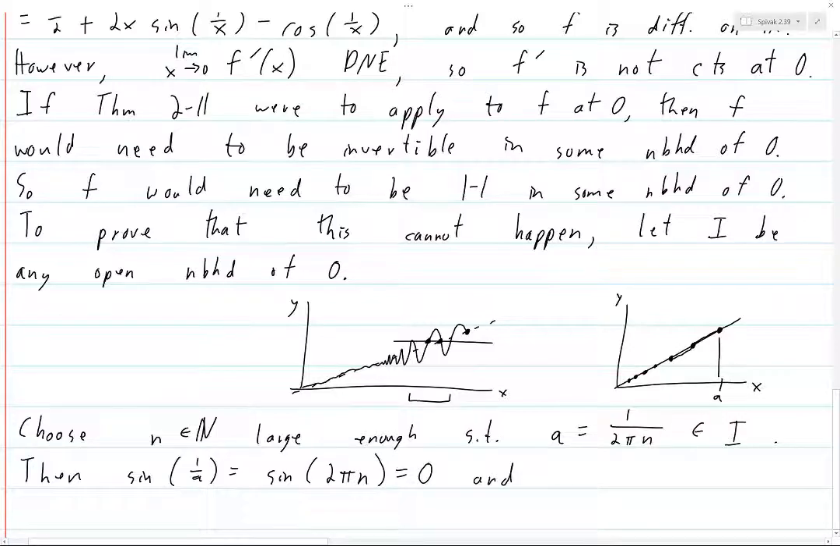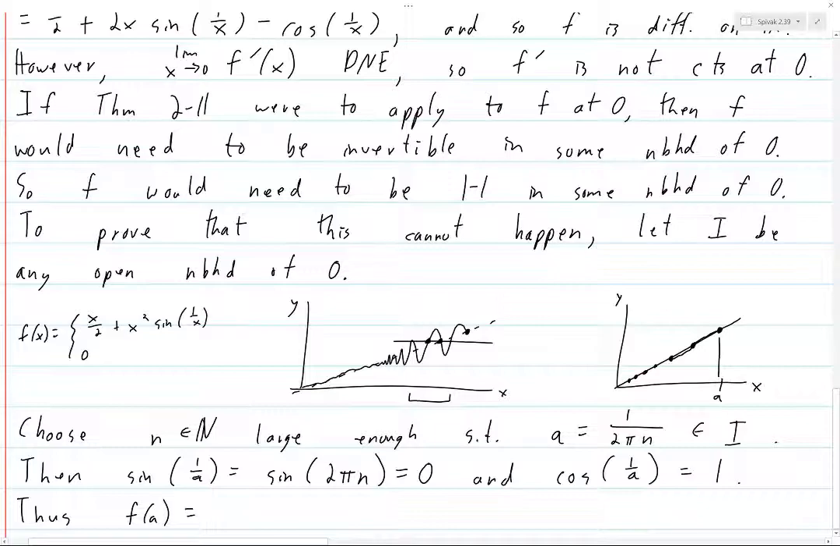And now the reason that we chose 2 pi instead of just pi is that this guarantees that cosine of 1 over A, which is cosine of 2 pi n, is positive 1. So thus, we have f of A. If we remember, f of x equals x over 2 plus x squared sine 1 over x. F at A is just, well, sine of 1 over A is going to be 0, and so we just have A over 2. So f of A is A over 2.